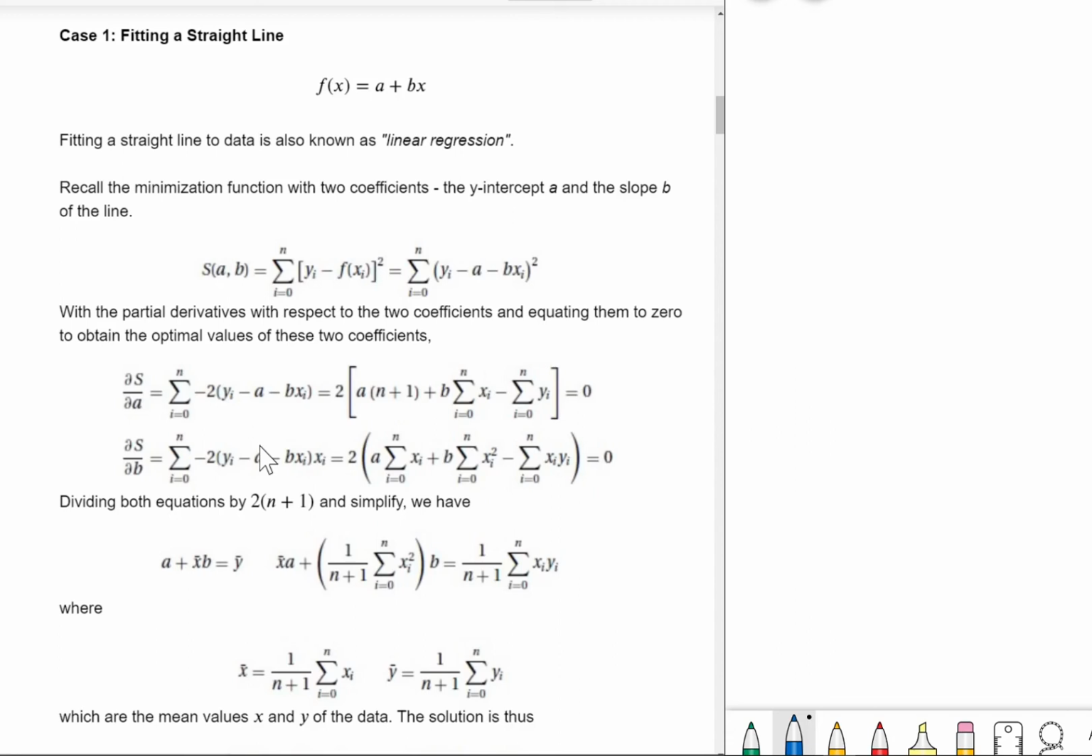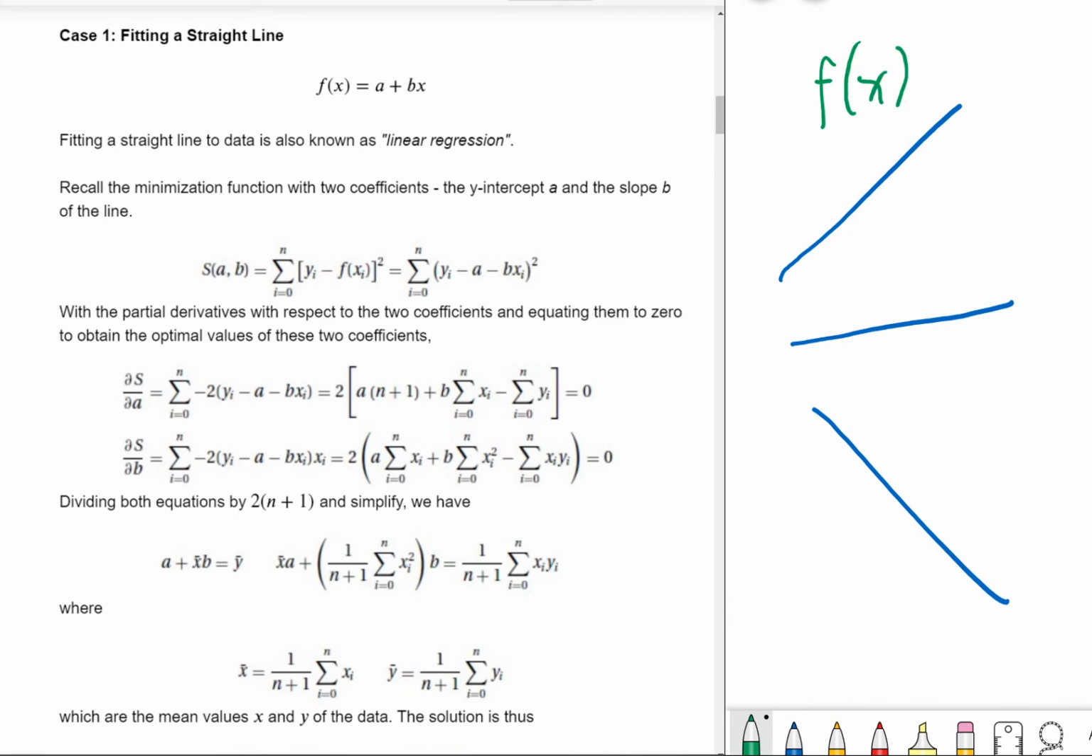In case 1, fitting a straight line. Given a function f of x equal to a plus bx, we know this is a linear function, meaning you can represent any line. For example, you have this line, or this line, or this line, a straight line. You can represent that with any value of a. Okay, f of x equal to a plus bx.